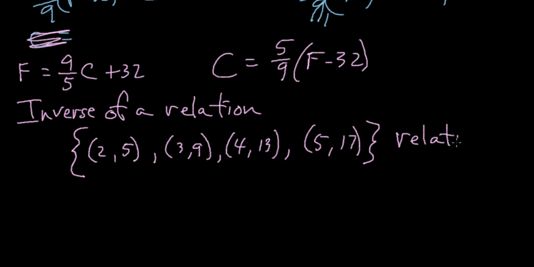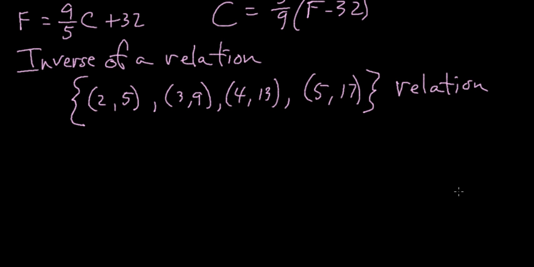Now right away you can look at this and say, well, is this a function? Yeah, it's a function because I got 2, 3, 4, and 5. I don't have any repeats on my input variable. So that's a function, but that's not important right now. The important thing is, how do we find the inverse of that?